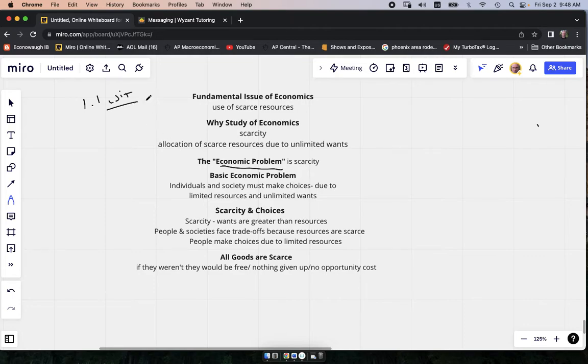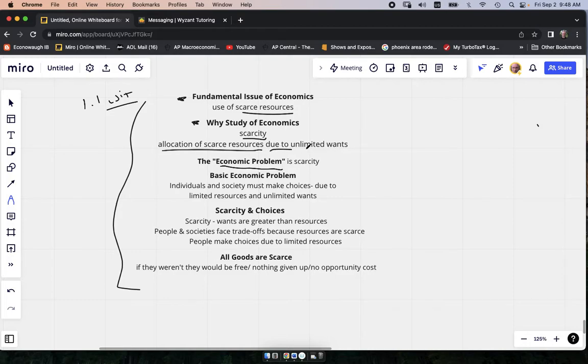sort of, let's call it, a review sheet of the way we need to look at these issues, the different ways they can ask us. They could ask us what the fundamental issue of economics is, and it's always going to be the use of scarce resources. Why do we even study economics? It's due to scarcity, right? Because of scarcity, we have to figure out how to allocate, or get, these scarce resources to where they're needed the most. That's considered allocation, how they get to where they need to go.